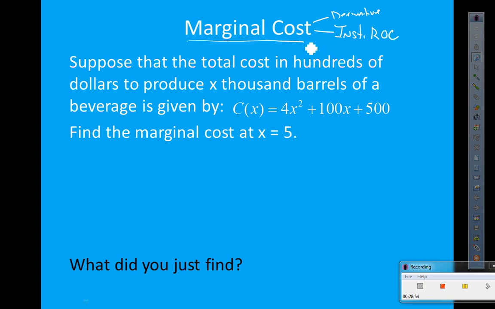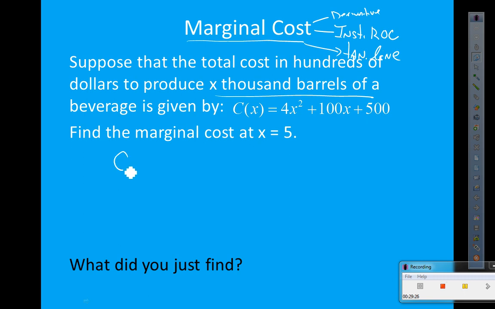Another name for the marginal cost could be the slope of the tangent line. All of these mean the same thing. So here's how we're going to attack this problem. Suppose that the total cost in hundreds of dollars to produce x thousand barrels of a beverage is given by that equation. Find the marginal cost at 5.